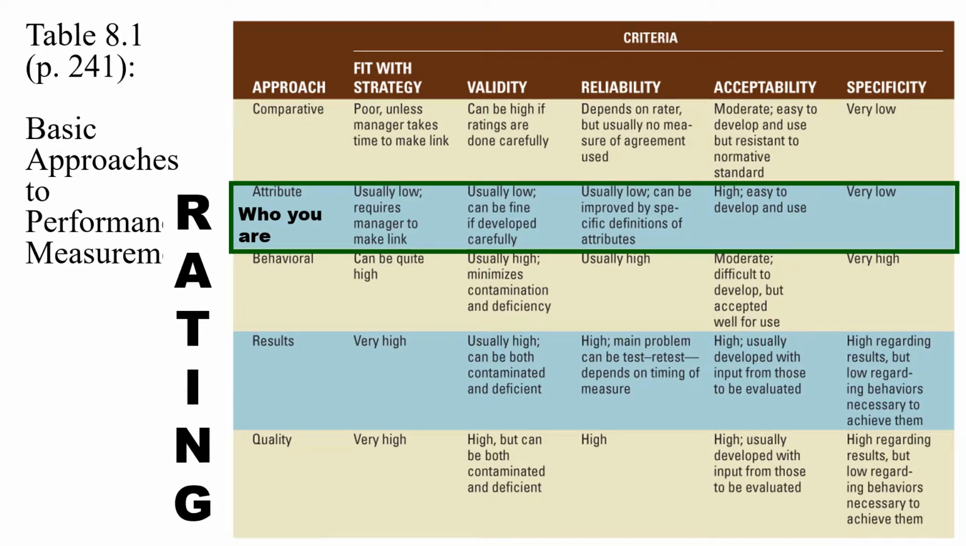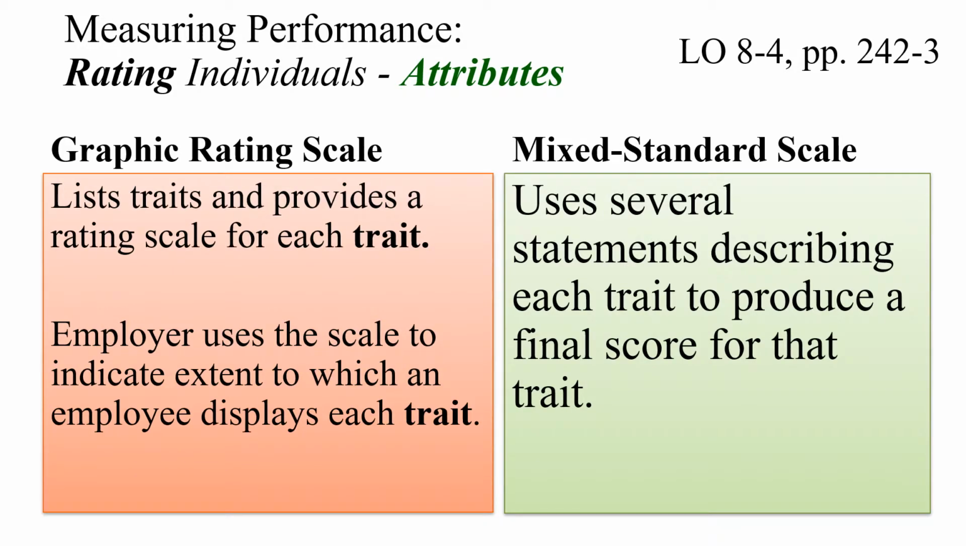So let's take a look in detail now at attribute, who you are. Your textbook provides a lot more detail. I'm just doing the summary here. So take a look in the upper right. There are the page numbers to get a lot more information. So rating an individual by attributes, such as a graphic rating scale, looking at traits, or a mixed standard scale, using several statements to describe traits.